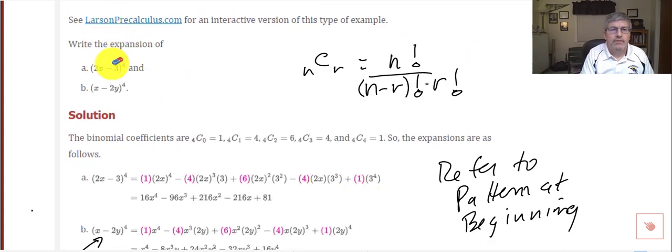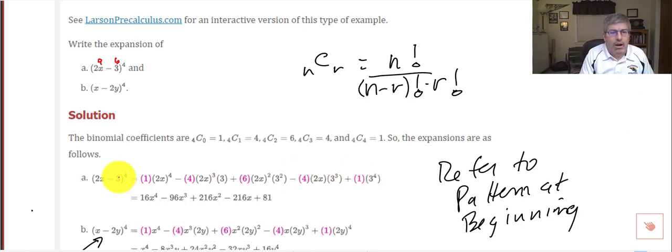We want to write the expansion of 2x minus 3 raised to the fourth power. So 2x might be a and 3 might be b. So our decreasing exponents are going to be the 2x term, and our increasing exponents are going to be on the 3. So let's take a look at how that might work. 2x to the fourth power, then 2x to the third, 2x to the second, 2x to the first, and then our last one we have 2x to the 0, which isn't even written there because that's just 1.